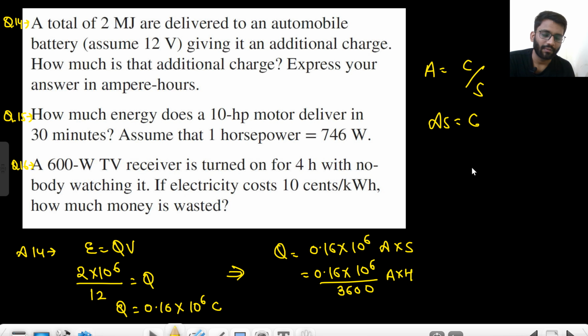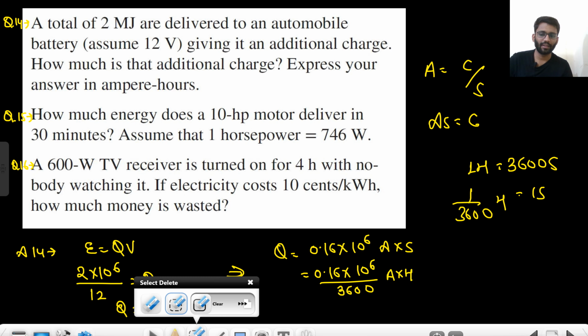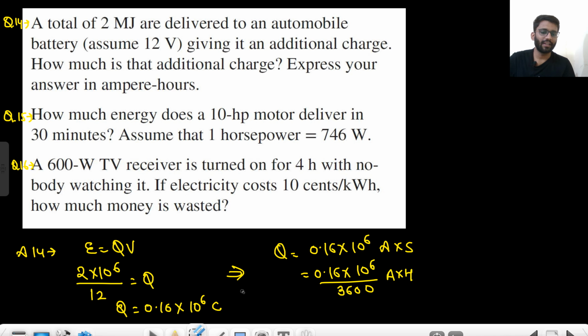How? 1 hour has 3600 second. So 1 second will have 1 by 3600 hours. So I just converted second into hour. Okay. This question I took only for the conversion, the unit conversion. Okay, nothing else. Yeah, so Q is 46.29 ampere hour. So ampere second, 1 second is 1 by 3600 hour, so it is 46.29 ampere hour.